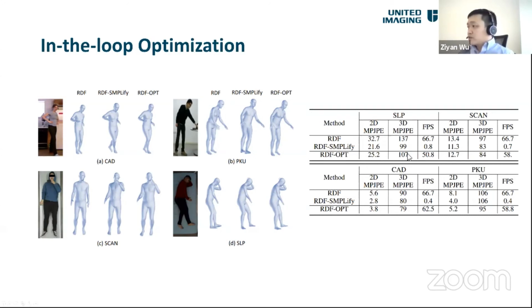RDF OPT can obtain similar per joint error compared to Simplify. However, we don't have that much of a frame rate drop compared to Simplify. As you can see on the 4 data sets, we can maintain a similar level of frame rate compared to RDF without any optimization module. In real world scenarios, the frame rate is very important because for CT and X-ray scan processes, a real-time processing speed is preferred.